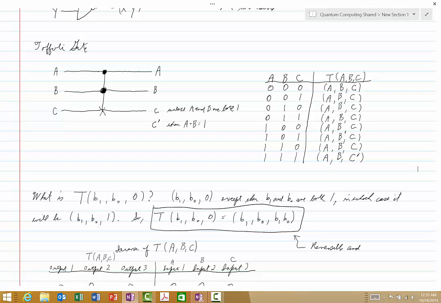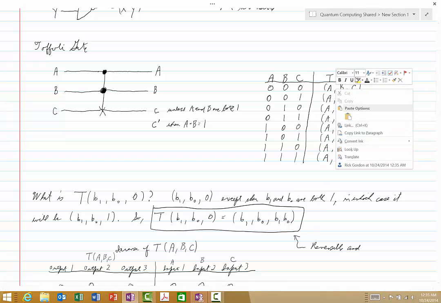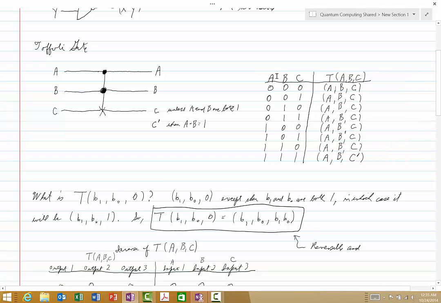Notice that here, where we're talking about the Toffoli Gate for the first time, we're writing out the output for various inputs. Remember how this works. The C on the output side will always be equal to C on the input side, except when A and B are both equal to 1. And in that case, C will be equal to C prime.